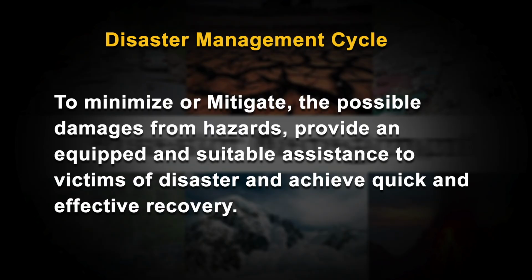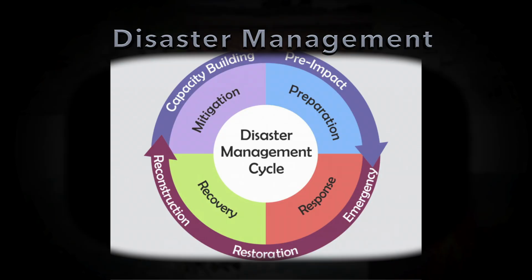Disaster management cycle. The purpose of disaster management is to minimize or mitigate the possible damages from hazards, provide and equip suitable assistance to victims of disaster and achieve quick and effective recovery. The disaster management cycle explains the flow in which governments, non-governmental and private establishments formulate a roadmap to decrease or avoid the impact of disaster, react during and immediately following a disaster, and take constructive and effective measures to recover in shortest possible time after a disaster.